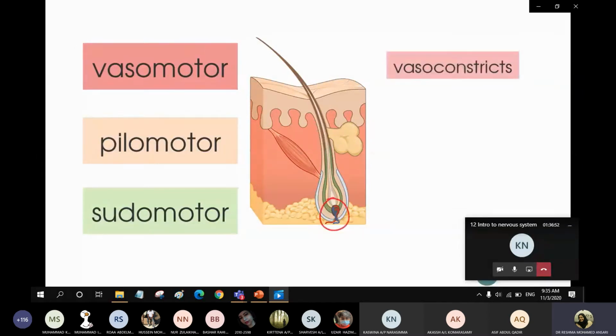So vasomotor means it constricts the vessel. Pilomotor means it supplies the erector pili muscle, which will pull the hair to stand up, especially when we see something in fight or flight. And sudomotor means it will increase the secretion from the sweat glands. So this is the function of the sympathetic system in the skin.